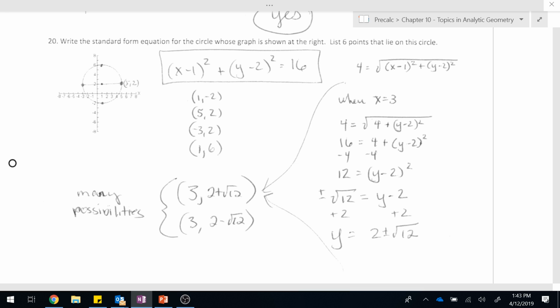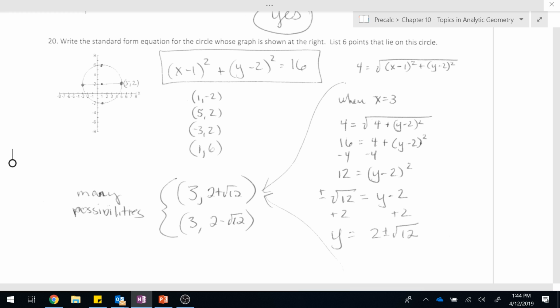But we need 2 more. Find 2 more, just choose another value for x and plug it into your equation and solve for y. Where x equals 3, for example, that would give us 4 plus y minus 2 quantity squared equals 16. You get y minus 2 quantity squared equals 12, so y ends up being plus or minus root 12 plus 2. And so you've got 2 plus or minus root 12.